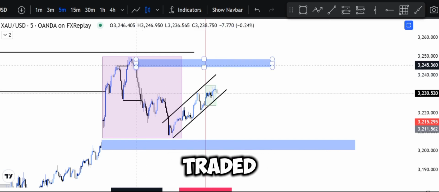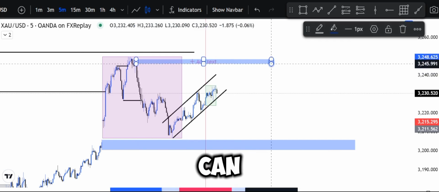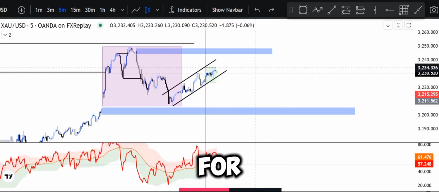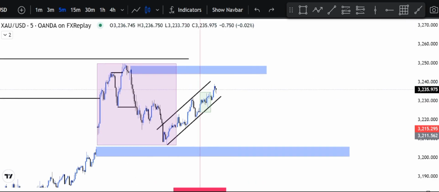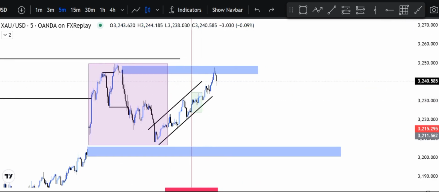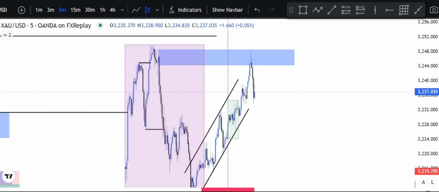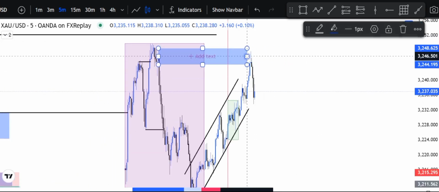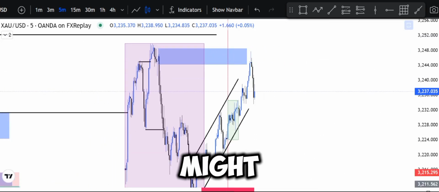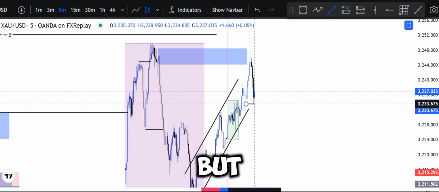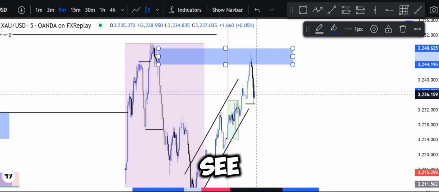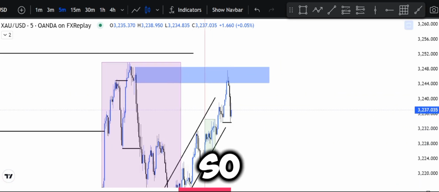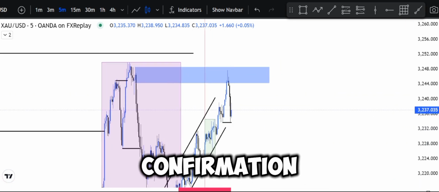We can trade it as a risk entry. We will wait for confirmation like change of character, break of structure. You might take this one as a break of structure, but this is just weak. I don't like this one. I want to see clear candle break. So let's wait for better confirmation.